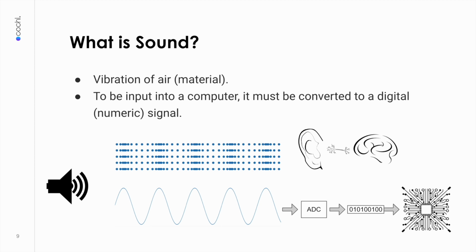On the other hand, when sound is input through a microphone, air vibrations are converted into electrical signals, which must be converted into numeric representation in order to input them into the computer. The device that performs this digital conversion is called an analog-to-digital converter, or ADC.